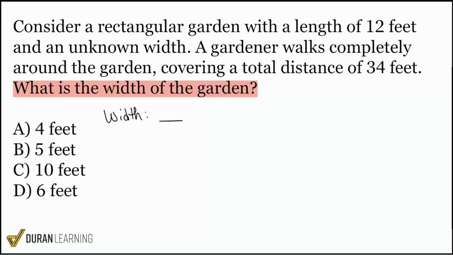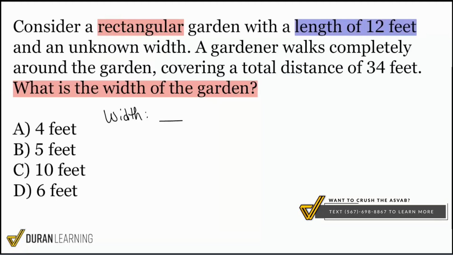But when I start scanning around and reading my information, I want to take note of any shapes. And I see that right here. Consider a rectangular garden with a length of 12 feet and an unknown width. That unknown width is right there. We don't know it. Okay, sounds good. So I know what the length is. Let me highlight that here in blue. The length right here, 12 feet.